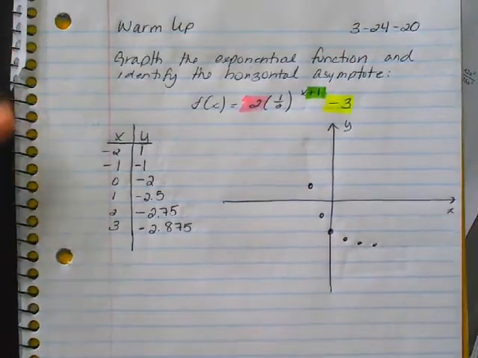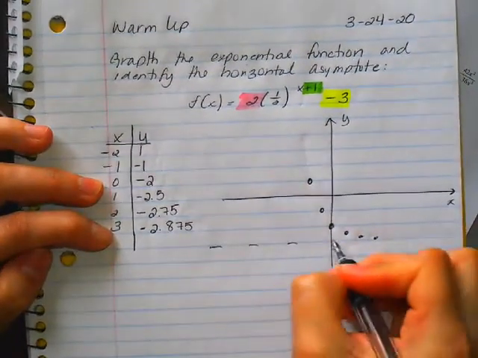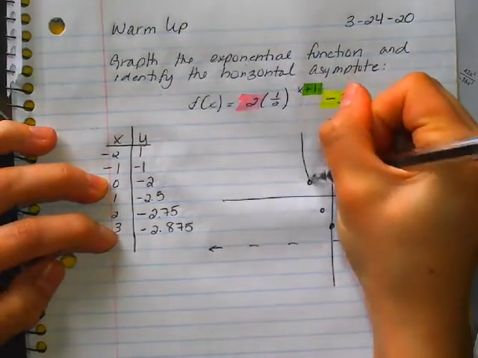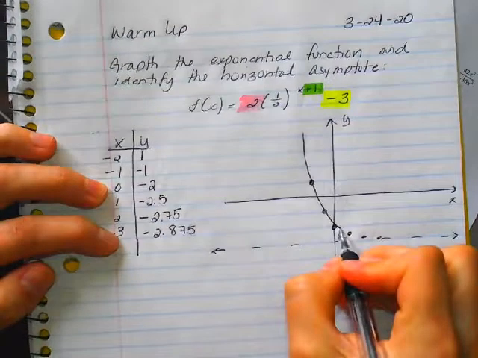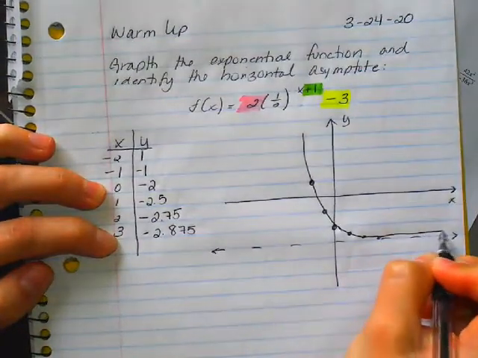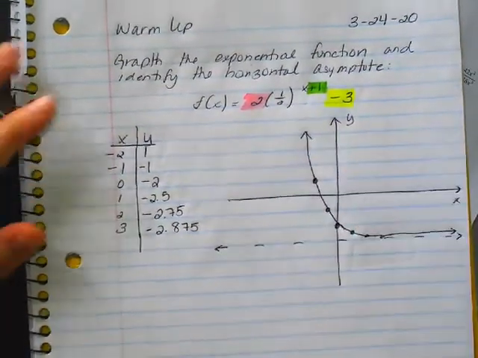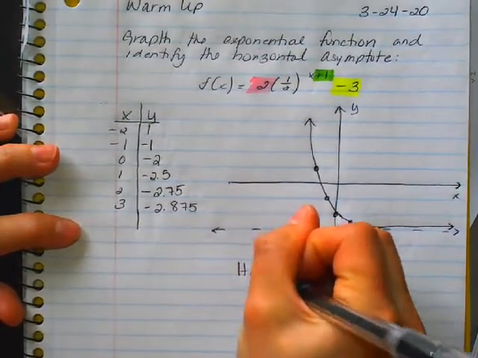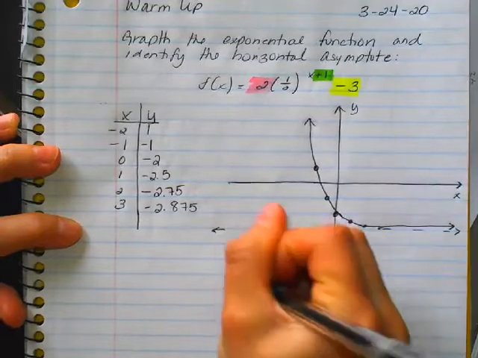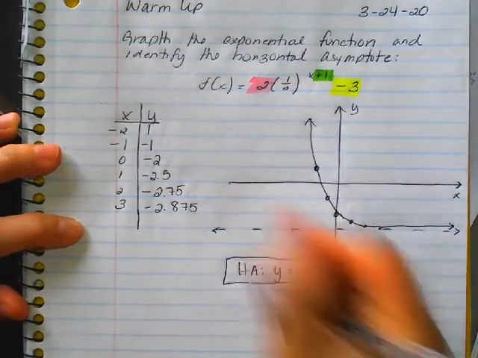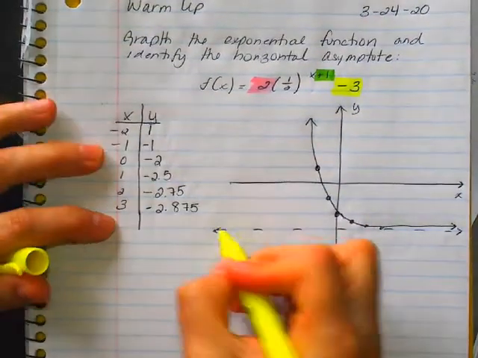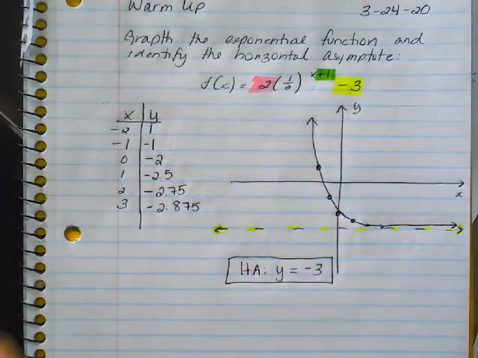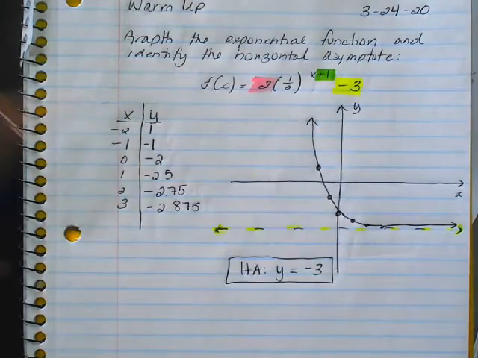Okay, and if this dotted line represents y = -3, then we can see that our graph gets closer and closer to that dotted line, but never actually crosses it, never actually meets it. So in this case, we have a horizontal asymptote at y = -3. So once again, your horizontal asymptote is always your k term.